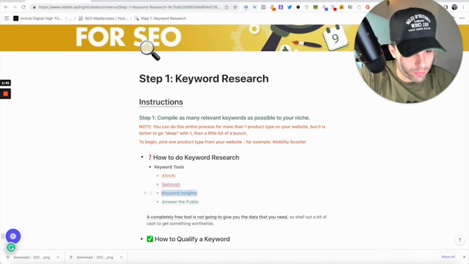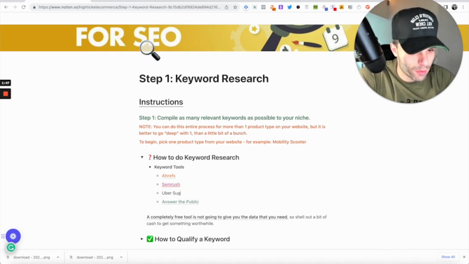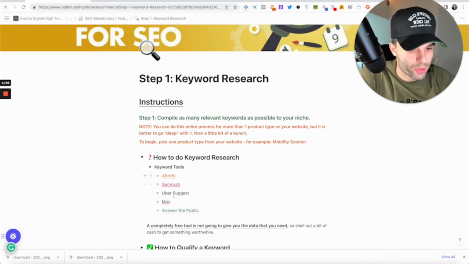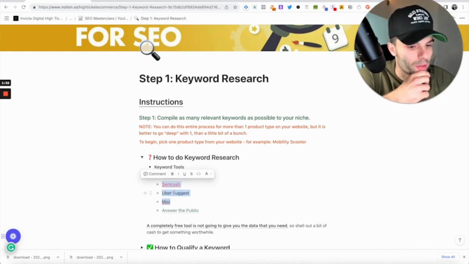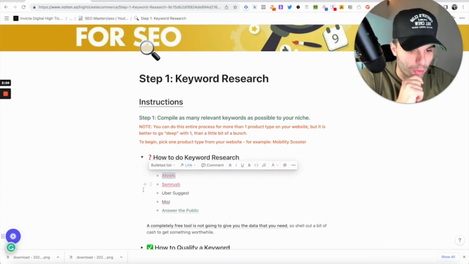SEMrush is a good option, and another one called Ubersuggest is a good option. And Moz is also a good option. These three are all pretty good, and they all have free trials. So you could have like 3 months free just doing a trial of each of those if money is a concern. And Ahrefs is the one that's paid. There will not be a free trial, but if you are ever going to pay for one, that would be the one I recommend down the line.